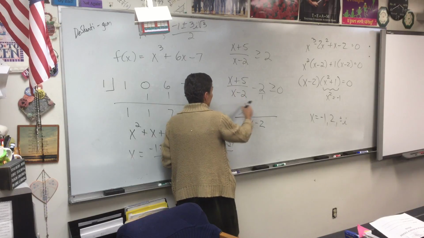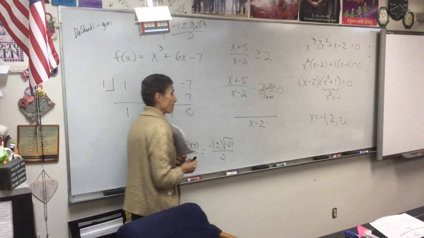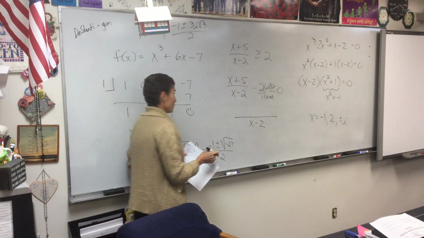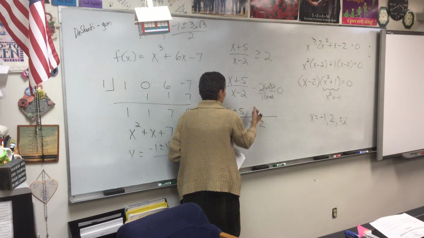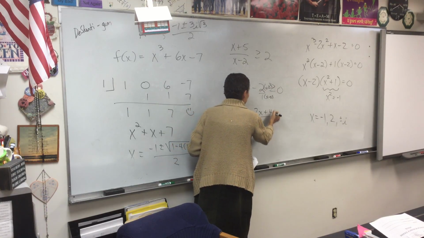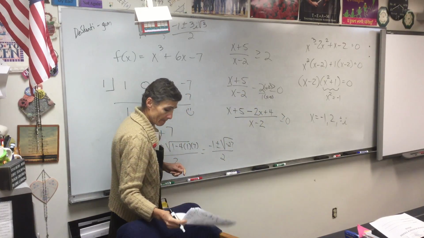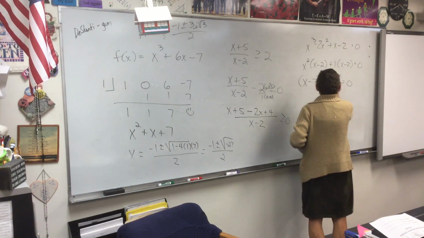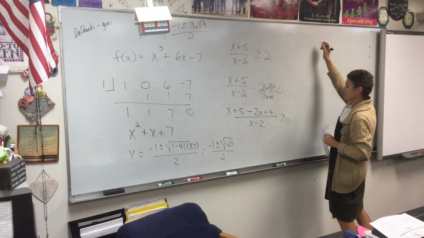This one's good to go. This one needs an x minus 2 on the top and the bottom. So now I have one fraction. My numerator is my x plus 5. Then be careful here, minus 2x plus 4. And then I end up with what? Simplify your top. We've got what? Negative x plus 9.